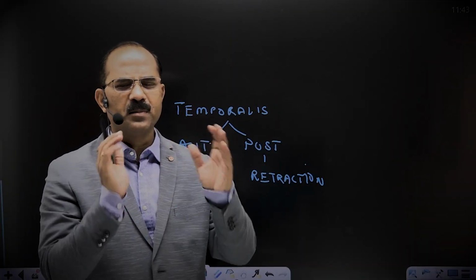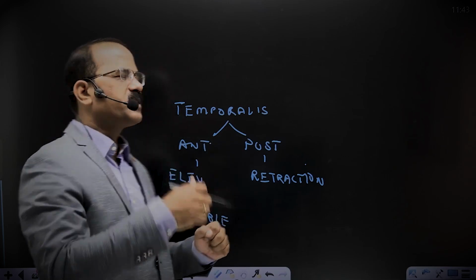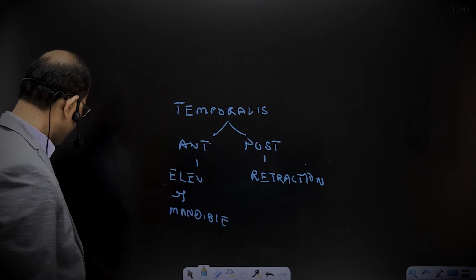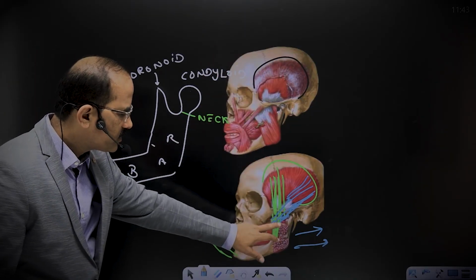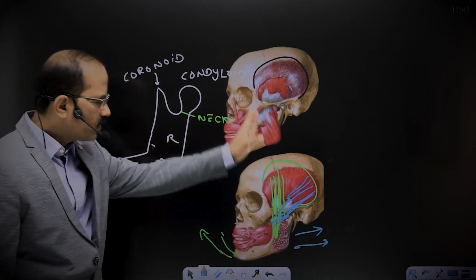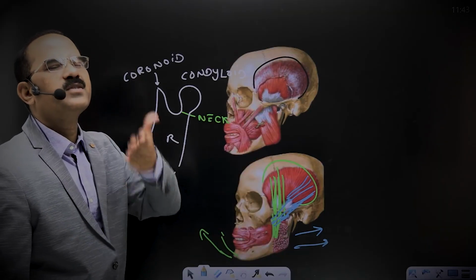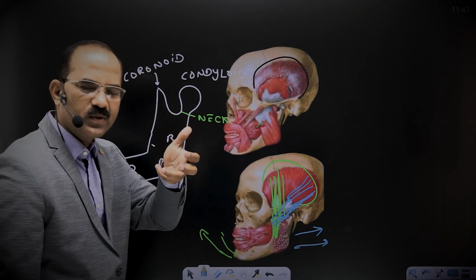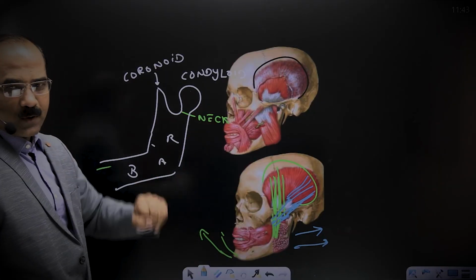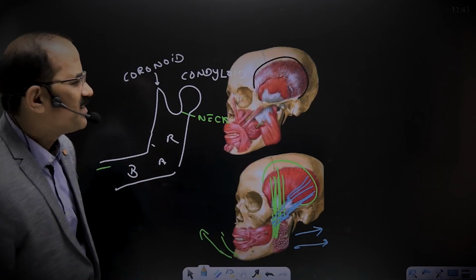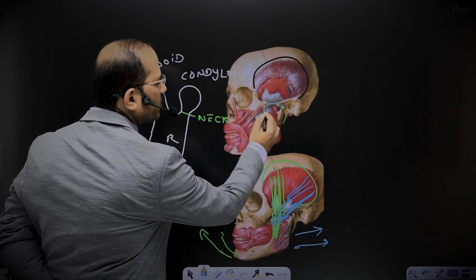So we're discussing the muscles of mastication. The first muscle that we've discussed is the temporalis. It begins from the temporal fossa, gets inserted into the coronoid process and the ramus of the mandible. The vertical fibers or the anterior fibers do elevation. The posterior fibers do retraction of the mandible. Perfect. Very good. Now, coming to the next muscle. A muscle which begins from the zygomatic arch.